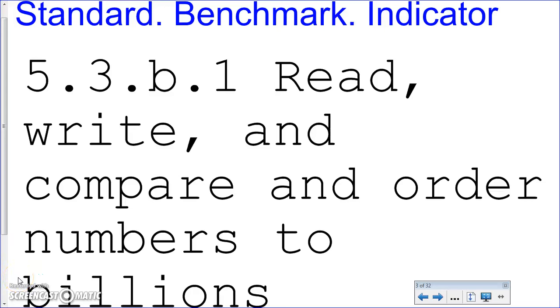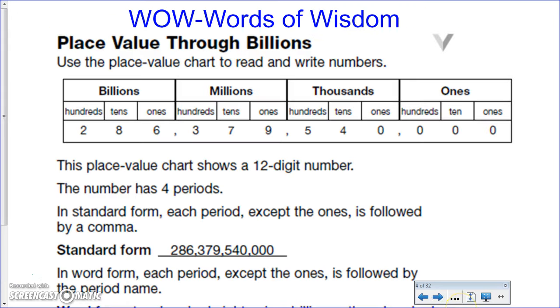Please copy down the standard Ventrac indicator on a clean page in your math notebook. Read, write, and compare and order numbers to the billions. You can pause the video here to give yourself more time to copy down the SBI. Place value through the billions.